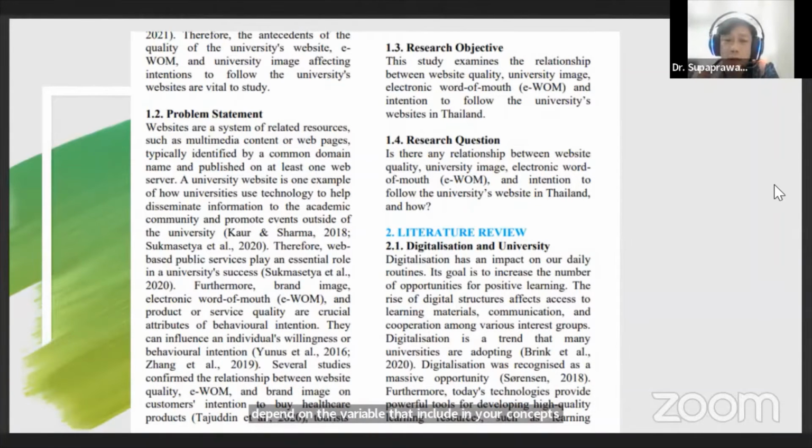When the researcher writes the literature review, it's good to start from the definition of the variable, because the definition could be useful for the reader to know what is important, what is the essential of the variable that the researcher would like to study. After that, you write the relationship between the variables.